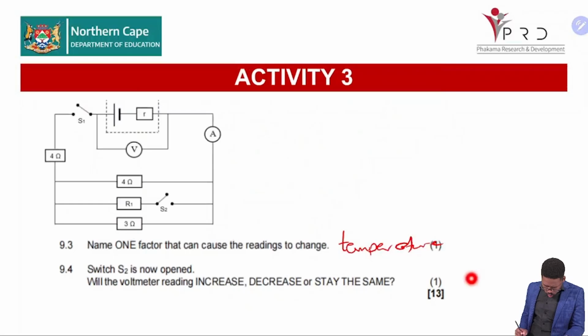Now switch 2 is open. Will the voltmeter reading increase, decrease, or stay the same? If both S1 and S2 are now open, the voltmeter reading will increase. That's our correct answer.